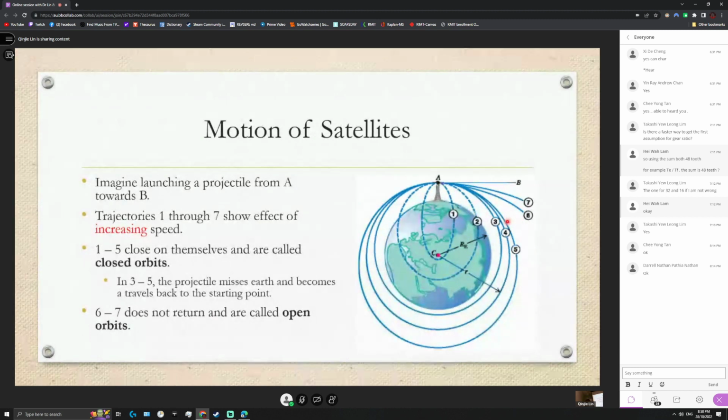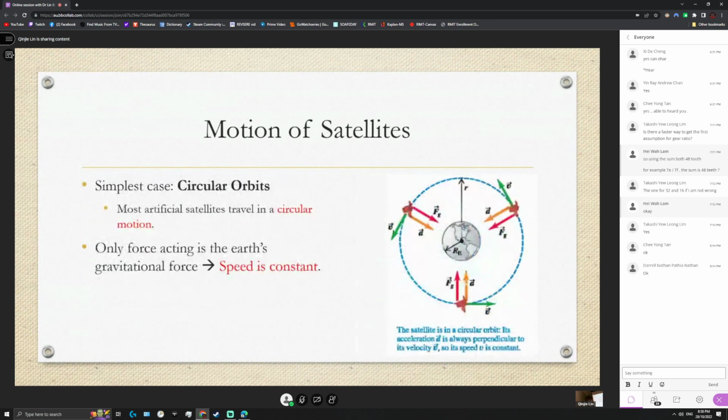Okay, so when people launch satellites, they have to calculate properly. They want the satellite to be in a certain orbit. It's calculated, okay? Simplest case, circular orbits. Most artificial satellites travel in a circular motion. So they will travel like that, okay, around Earth.